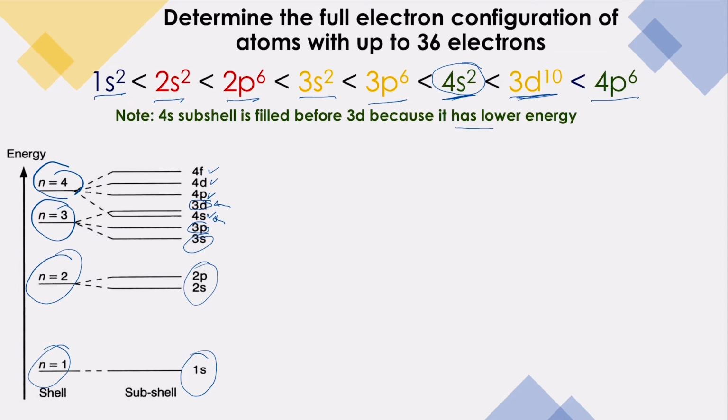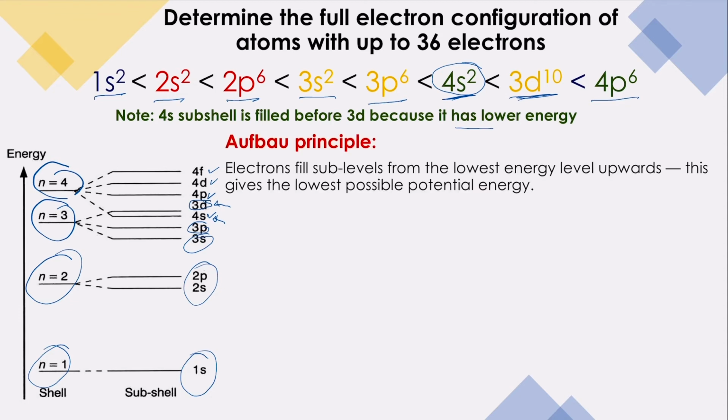Sometimes when you are writing it, if you wrote 3d before 4s, it does not really count as a mistake, but you have to fill 4s first. This is following the Aufbau principle. Electrons fill sub-levels from the lowest energy level upwards. This gives the lowest possible potential energy.